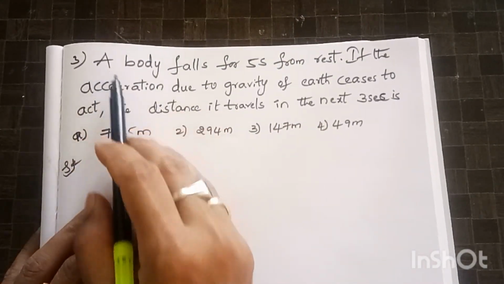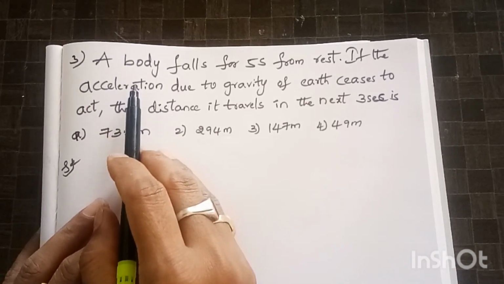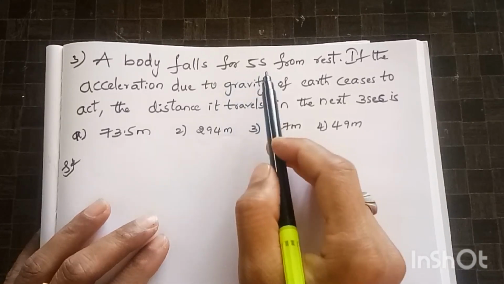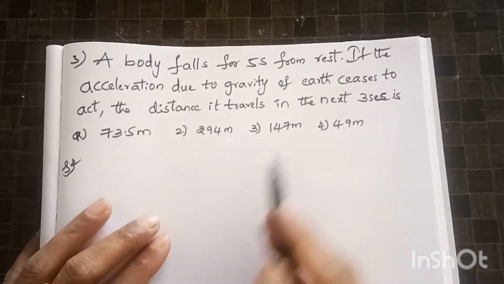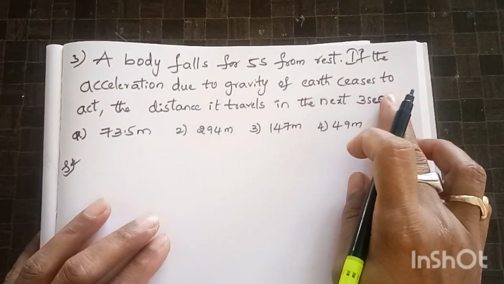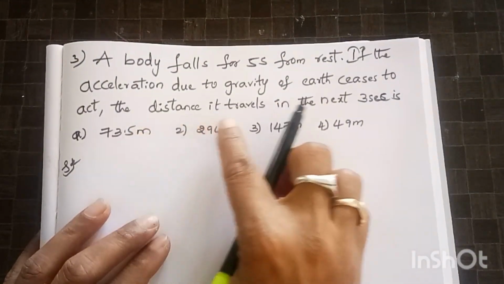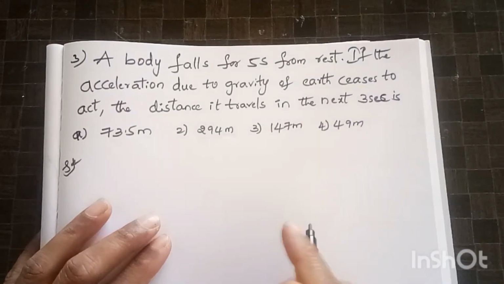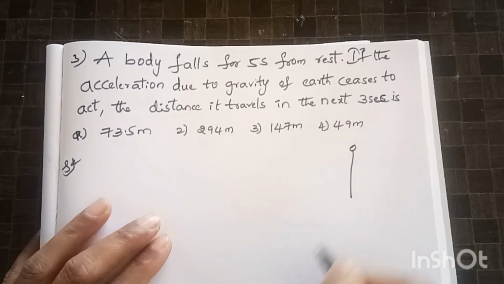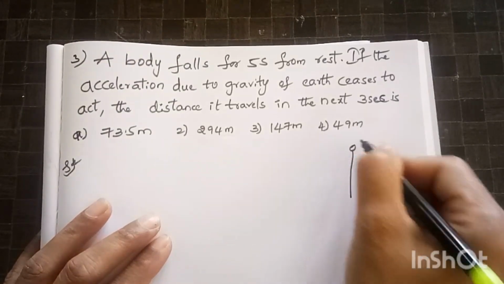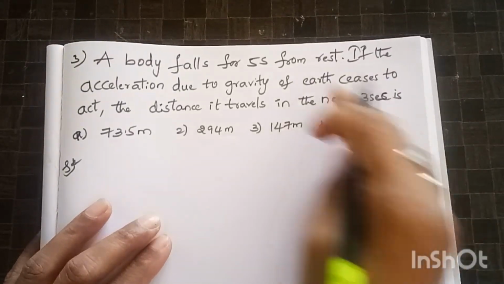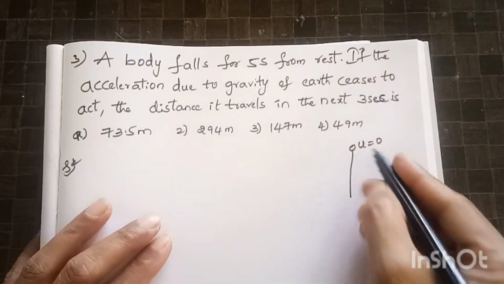Now we are going to discuss another problem based on vertical motion. A body falls for 5 seconds from rest. If the acceleration due to gravity of the earth ceases to act, find the distance it travels in the next 3 seconds. So a body is freely falling from rest. From rest means u equals 0. So how much time has it traveled from rest?